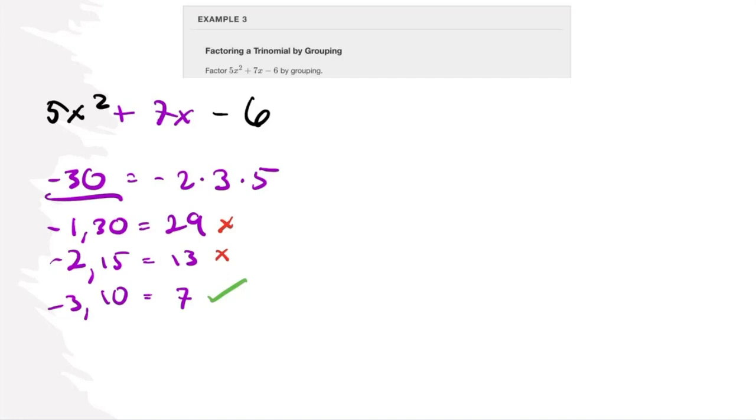Okay. So then the original, we're going to rewrite it as 5x squared. That 7, we're going to rewrite as plus 10x minus 3x. And then that minus 6 persists, right? So all we did, we found those two numbers that multiply to a times c and add up to b. And we rewrote our b using those two numbers that we found, right?